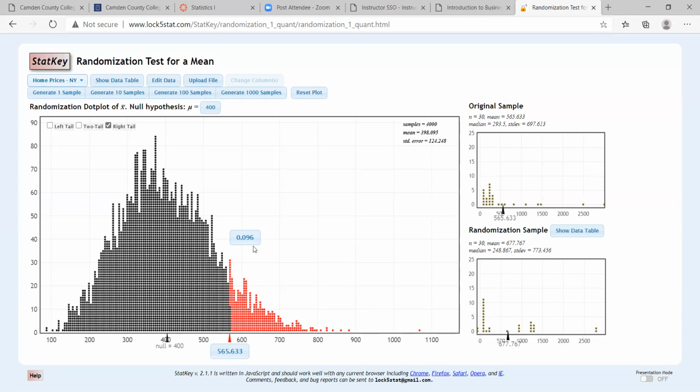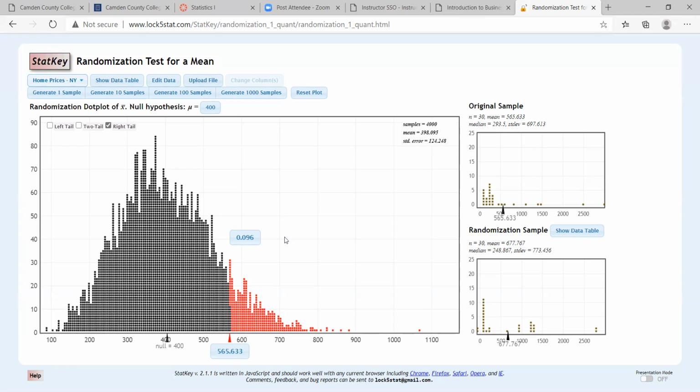But let me make a really interesting observation here. What if the alpha was 10%? What would be our decision? Not to reject? Still not to reject? Wait, no, it would be to reject. That's right, because 10% is our limit of the type 1 error, and in this case it's 9.6%. That's less than that, so that's acceptable. We're going to reject the null. So notice that in the same situation, our decision is based on what alpha is.